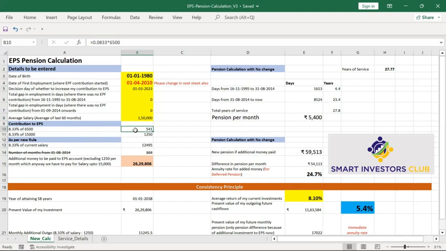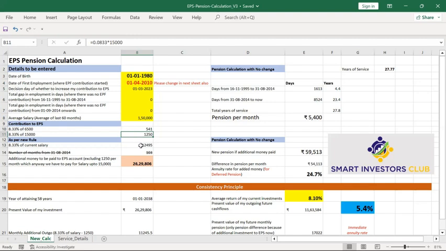This we discussed in our earlier session: 8.33% of 6,500. It was before 2014, that was the EPS contribution, that's why it was 541 rupees, and this came from the employer contribution. And 8.33% of 15,000 was later, from 2014 till now, again considering the pensionable salary as 15,000. That's why 1250 from the employer share of PF goes to EPS and the remaining goes to the PF account.